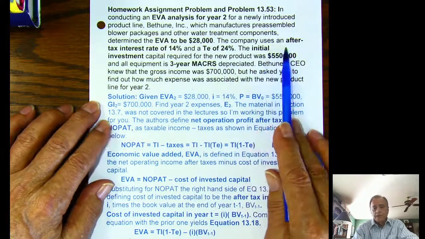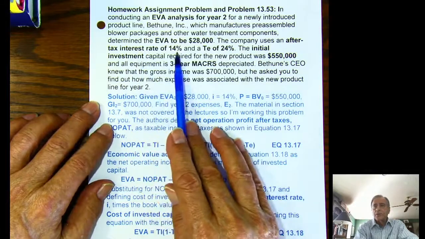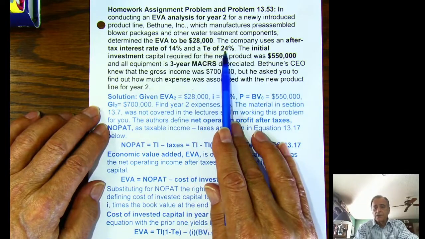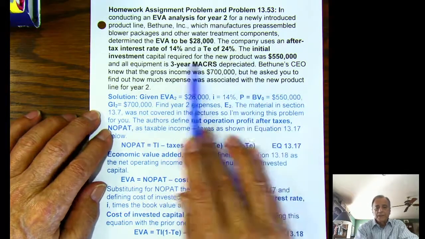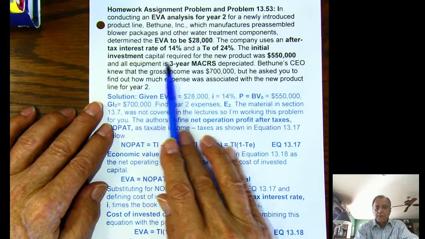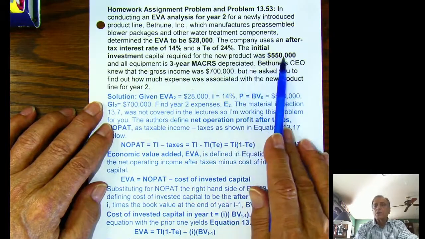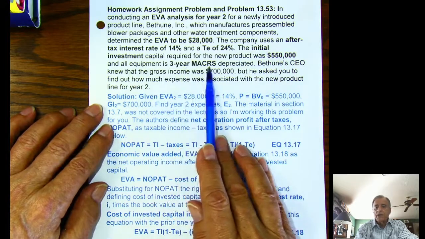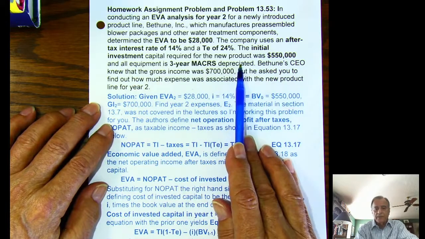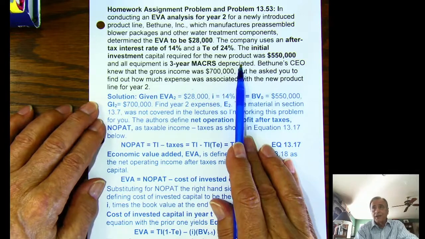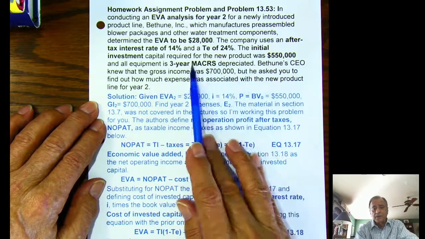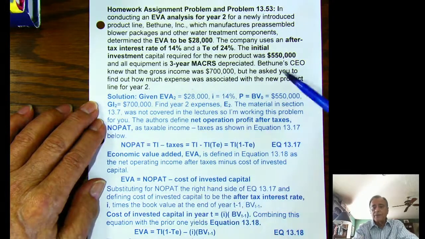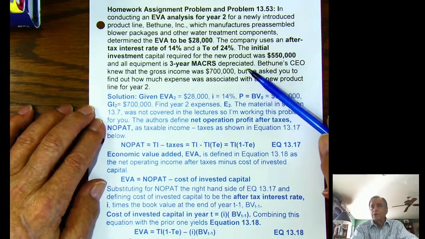The company uses an after-tax interest rate of 14%, and the effective tax rate is 24%. The initial investment capital required for the new product was $550,000, and all equipment is 3-year MACRS depreciated. So that means it's going to be depreciated actually over 4 years, as you know. And the table in Chapter 12 is where you would get the depreciation factors, and they will be provided to you on the final exam.